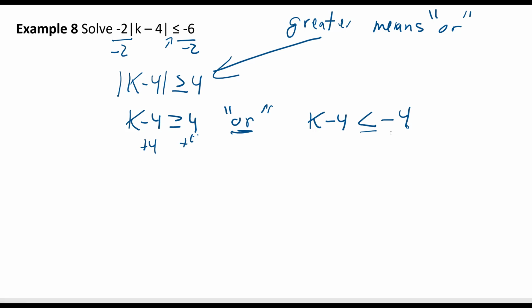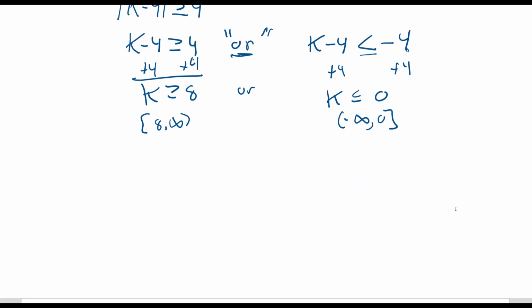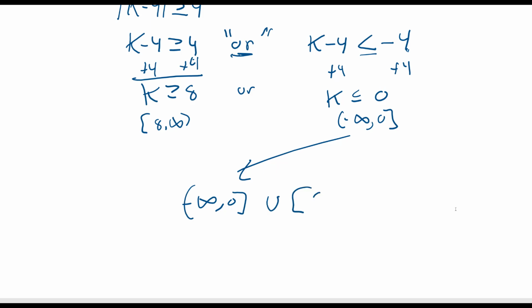Add 4, k is greater than or equal to 8, or add 4, k is less than or equal to 0. So what we have here, this is the interval from 8 to infinity, and this is the interval from -infinity up to 0. Now, when we write these, we have to write them from small to large. So I'm going to put this one first. -infinity up to 0. Remember, I'm also using parentheses on infinity and -infinity. Union that with 8 to infinity. And that's it.